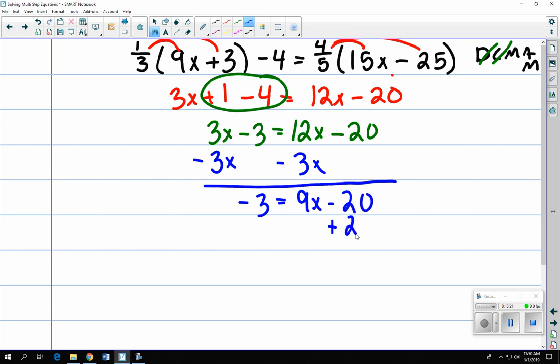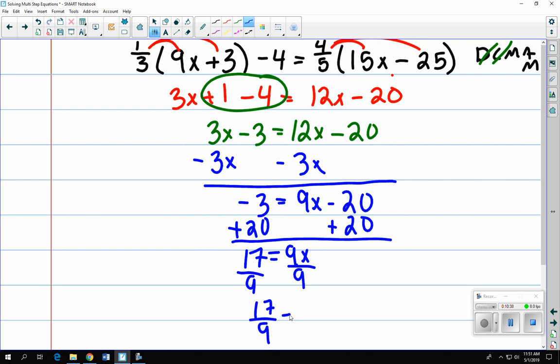I'm going to add 20 to both sides. Now I'm going to have 17 is equal to 9x. Divide by 9, and I get 17 over 9 is equal to x, and that would be my final answer. Again, here in algebra, we do not want to have decimals. We want to keep it as a fraction.